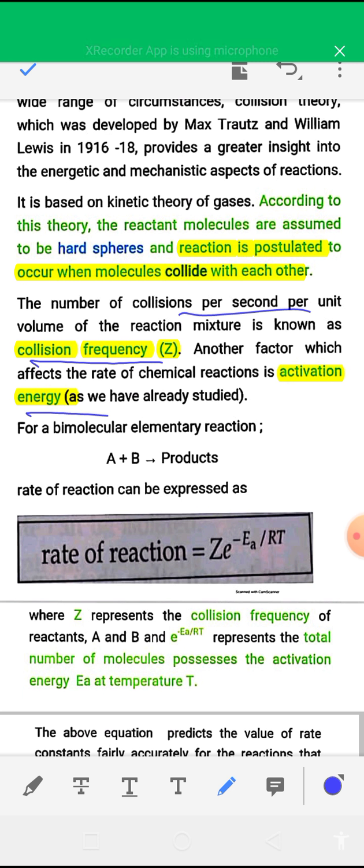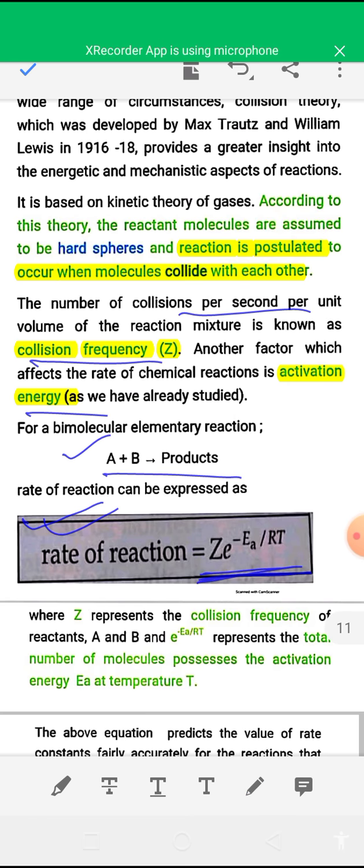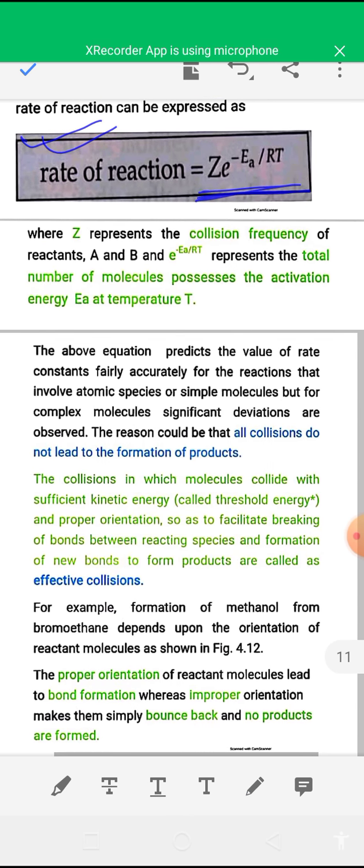For a bimolecular elementary chemical reaction A plus B gives product, we can write the rate of reaction like this. Rate of the reaction will be equal to Z, where Z means collision frequency, into e to the power minus Ea by RT. It is similar to the Arrhenius equation. Ea is the activation energy, and Z is the collision frequency.